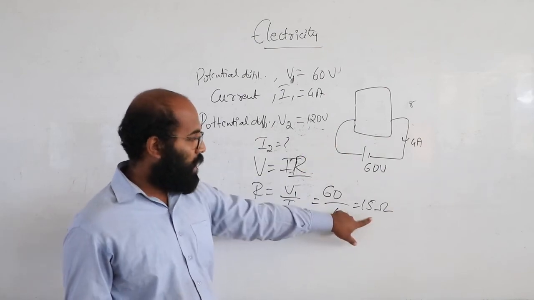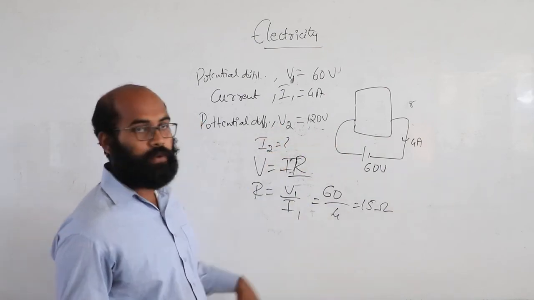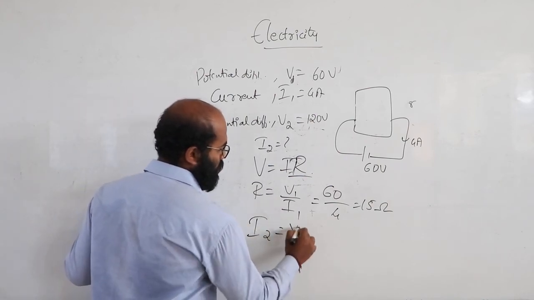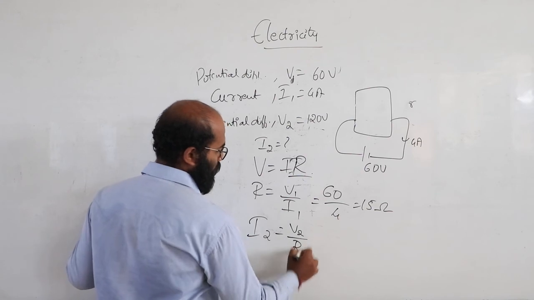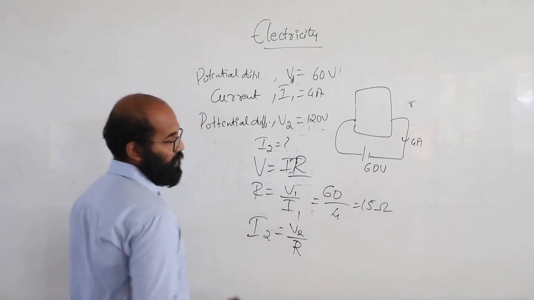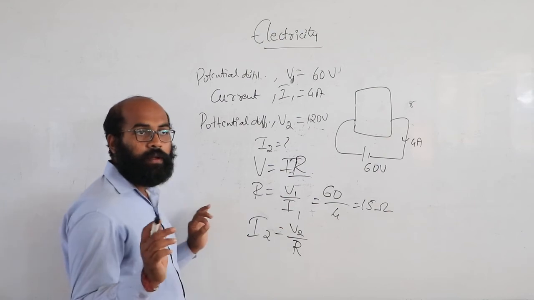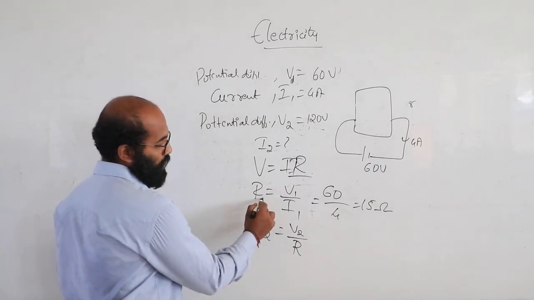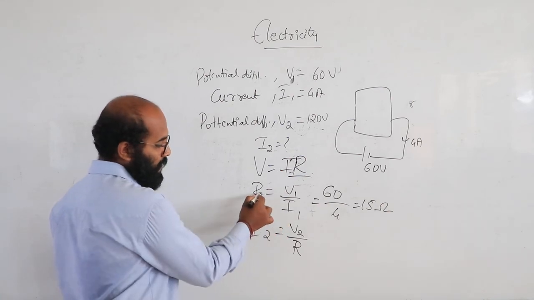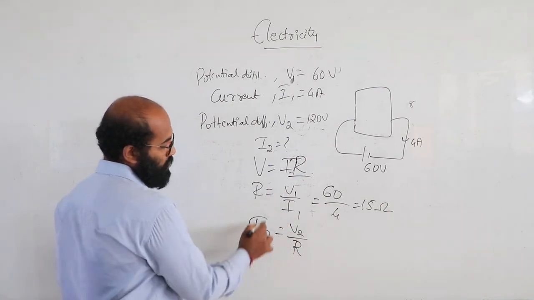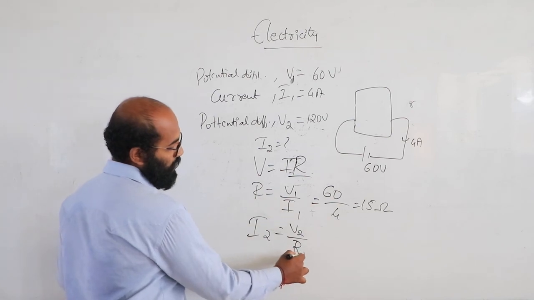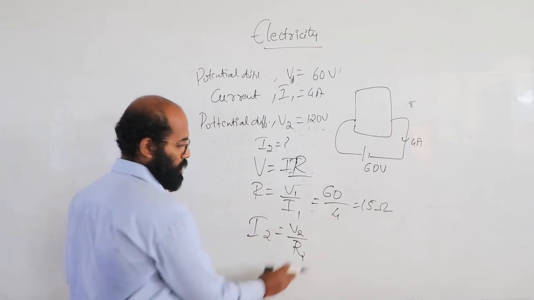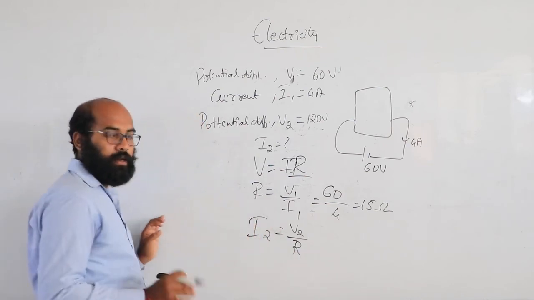So you can use this R to find out I2. I2 is equal to V2 by R. When you are writing these expressions, you have to be very careful, because here you have used R, not R1. So you have to write the same R here. Since you have used R, you can't write R2. This will be wrong, because nowhere you have mentioned R2. So this should also be R.